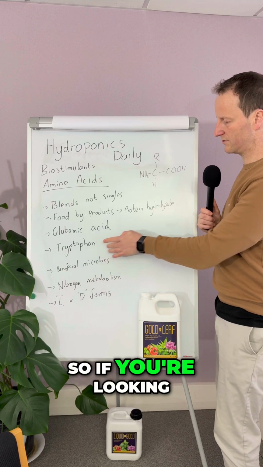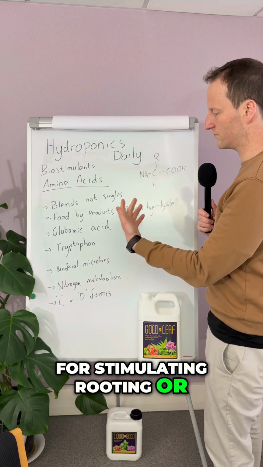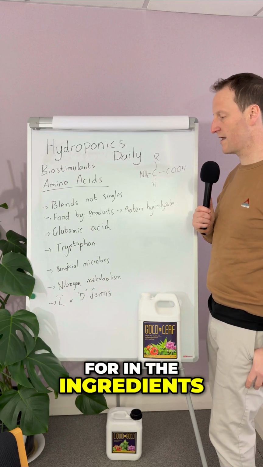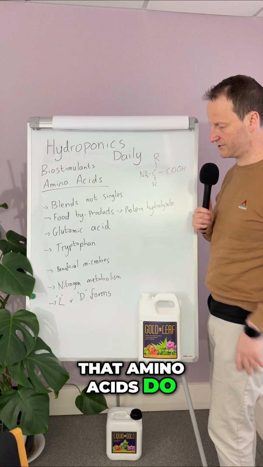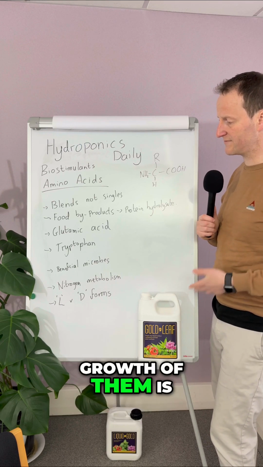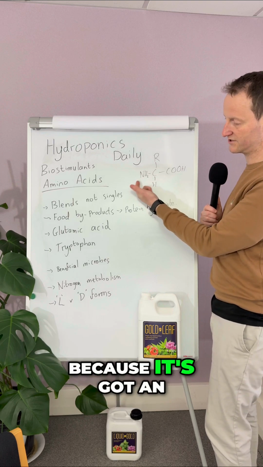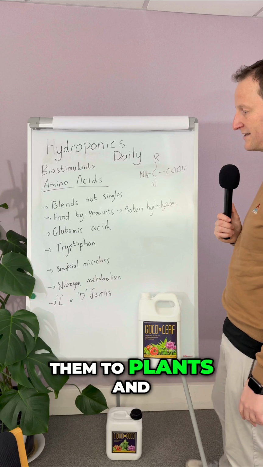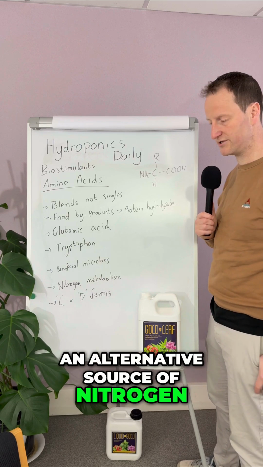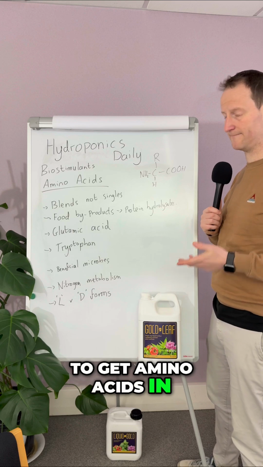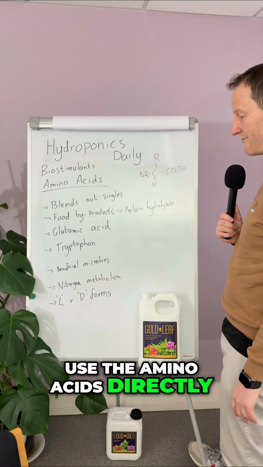Another important amino acid is tryptophan, which is a precursor to auxin hormone. So if you're looking for stimulating rooting or the rooting of cuttings, then tryptophan will be something you'd be looking for in the ingredients. And then other things that amino acids do is they stimulate the growth of beneficial microbes. It's a good nitrogen source because it's got an amine group. They're important for nitrogen metabolism, so you can apply them to plants and they'll use them as an alternative source of nitrogen. That's important in cold weather where plants are struggling to get nitrogen in, and then they can use the amino acids directly.